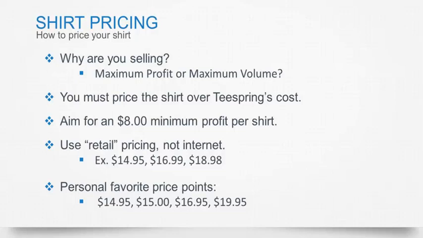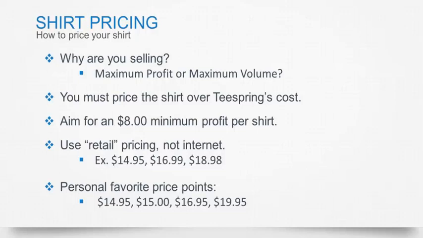A good rule of thumb, again, for maximum profit is to aim for an $8 minimum profit per shirt. Okay? The reason for that is it's typically 100% markup over Teespring's cost. Most Teespring shirts cost in the $8 range. Okay? Maybe a little bit more after you've got all the designs on there. So, mark it up $8 minimum, and there's your price point. Okay? You can mark it up more if you think it'll sell, and it might, but that's a good rule of thumb. All right? At $8 minimum profit per shirt, you can make a ton of money selling these shirts.